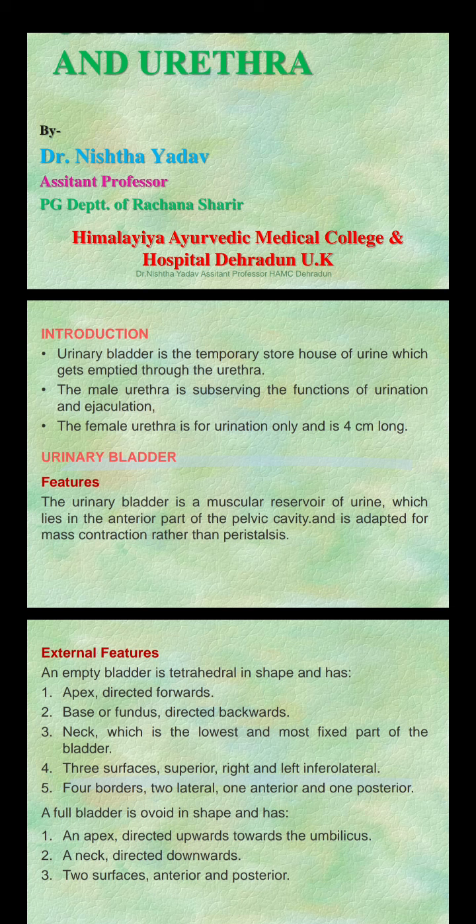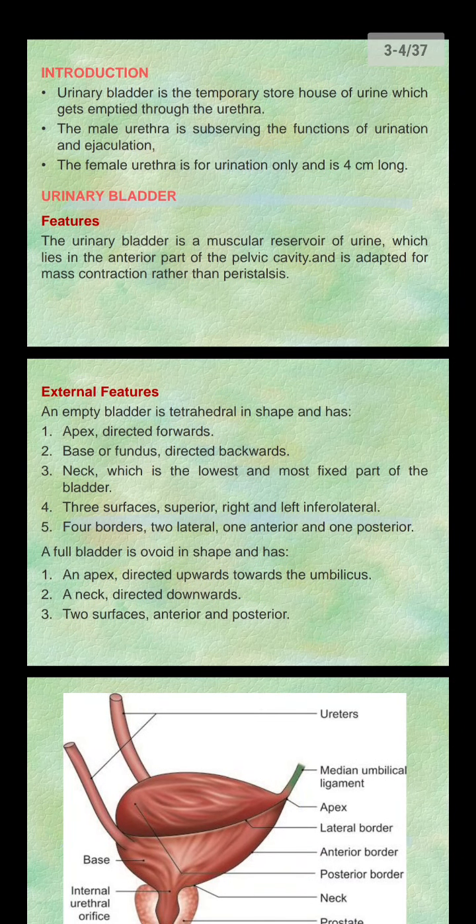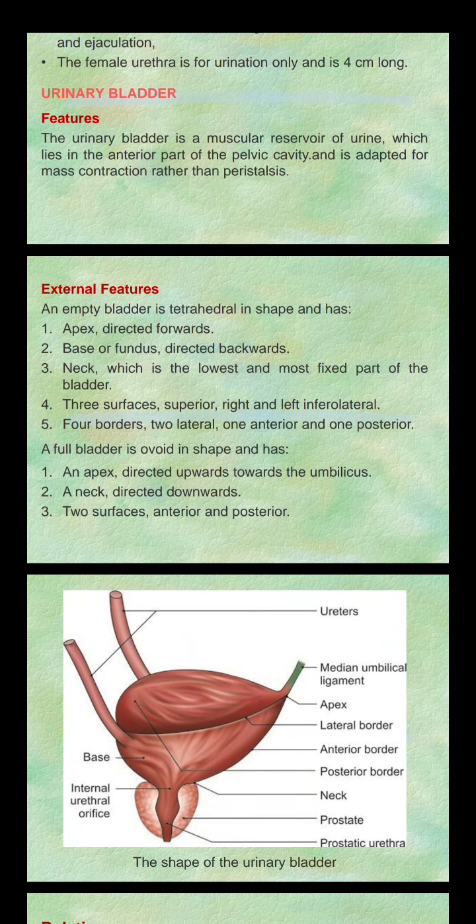The external features: an empty bladder is tetrahedral in shape. You can see in the diagram it has an apex. Open your books while you are studying this topic. The apex is directed forward; we are talking about the empty bladder. The base, also known as the fundus, is directed backwards. The neck is the lowest and the most fixed part of the bladder.